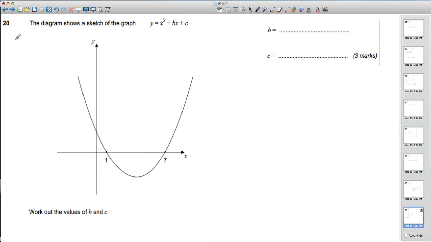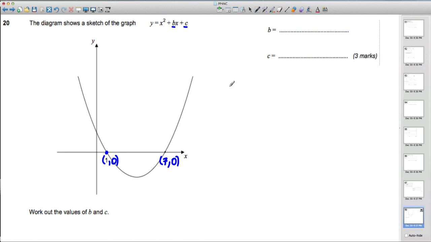Okay, the diagram shows a sketch of a graph x squared plus b lots of x, plus c. It asks us to work out the values of b and c. Well, it tells us some key points. Here, we know that when x is 1, it crosses the x-axis, y is 0, and then here, when x is 7, y is also 0.